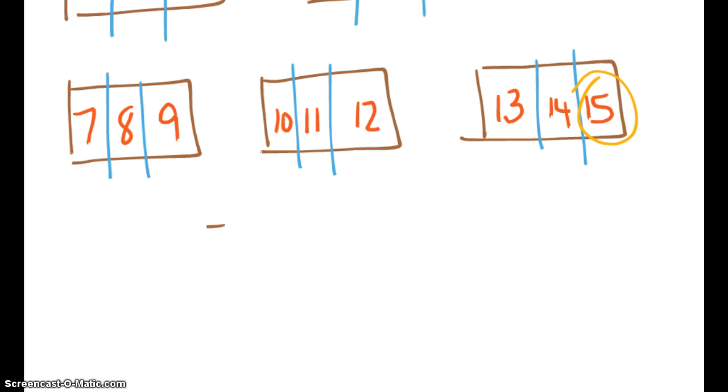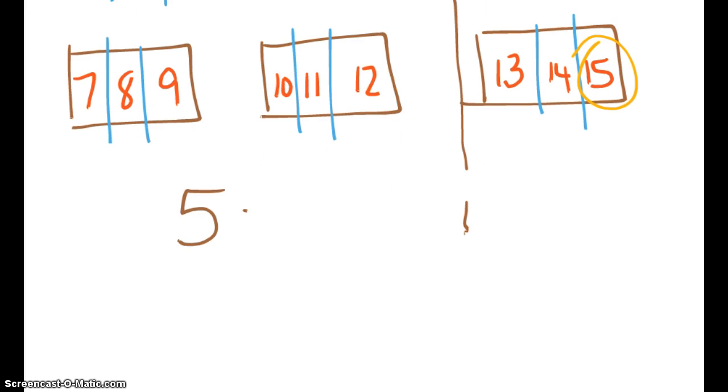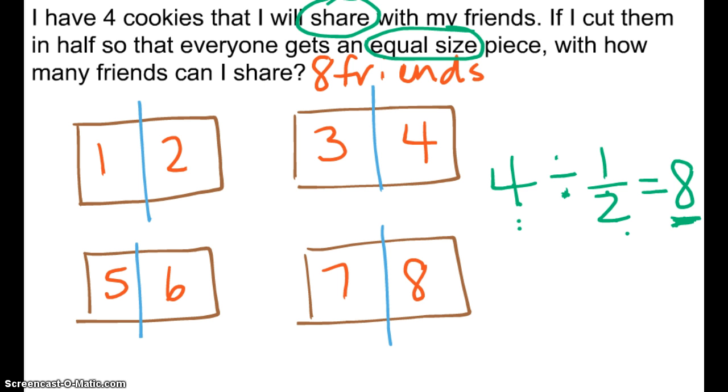Now let's think about what we did in this problem. We started out with 5 cookies and we split them in thirds. Does that mean that we divided by 3? No, because we ended up with 15, and 5 divided by 3 is not 15. So what did we do? If we are sharing, we are dividing, but we divided into thirds, and we got 15. So 5 divided by a third is 15, and 4 divided by 1/2 is 8.